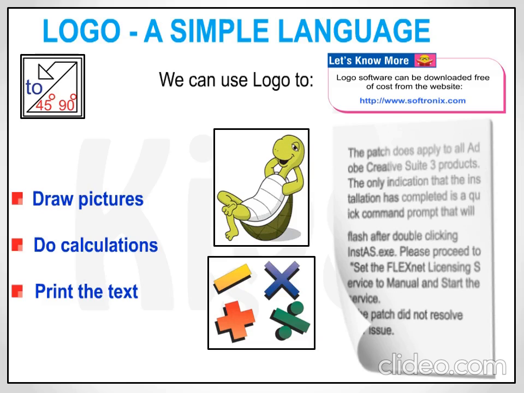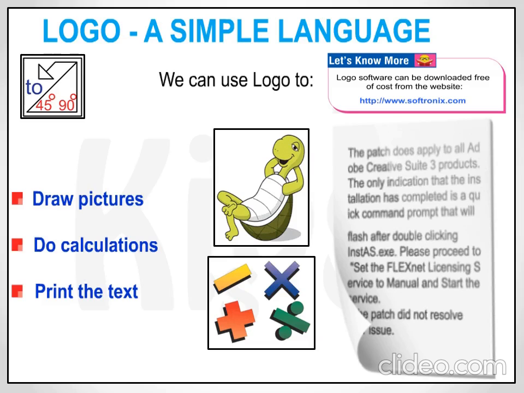Likewise, Logo is also one of the easiest computer languages. It is also called a simple language. The full form of Logo is: L stands for Logic, O stands for Oriented, G for Graphic, and O again for Oriented. Okay, it's Logic Oriented Graphic Oriented.